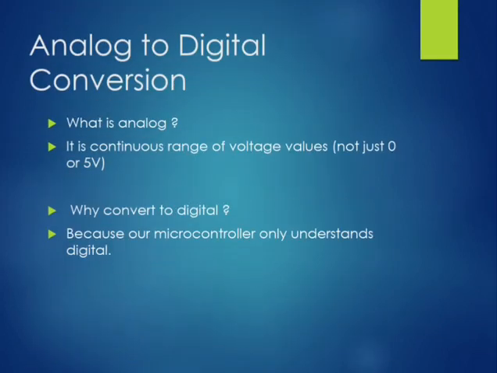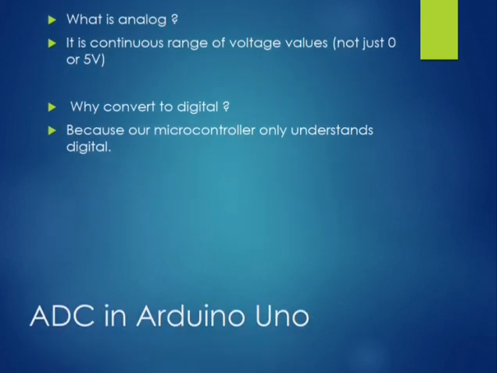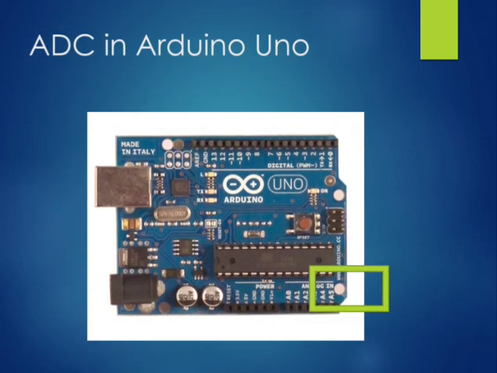Analog to digital conversion. What is analog? It is a continuous range of voltage values, not just 0 or 5 volt. Why convert to digital? Because our microcontroller only understands digital. ADC in Arduino UNO. This is the figure of the Arduino UNO, and at the bottom we can see the ADC.